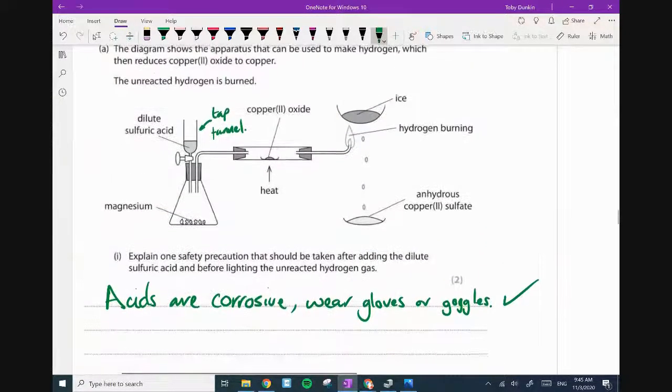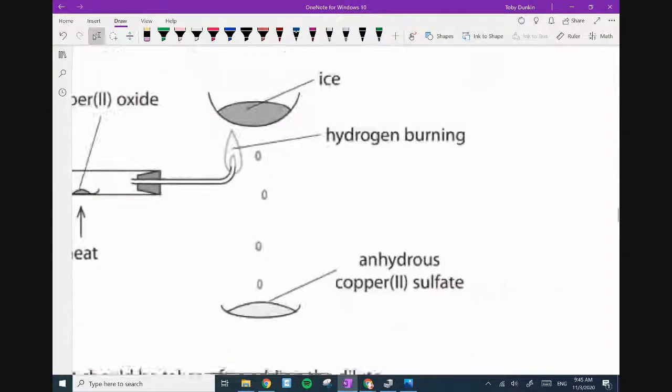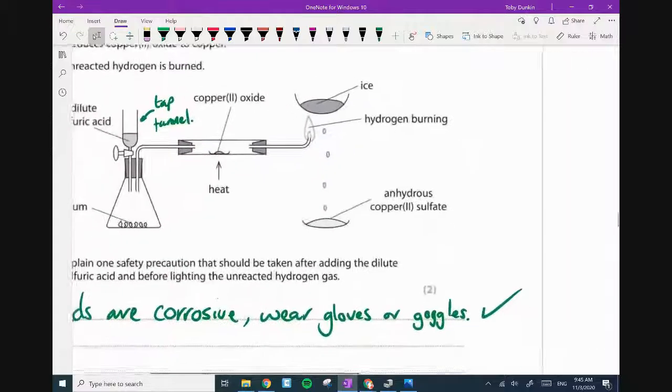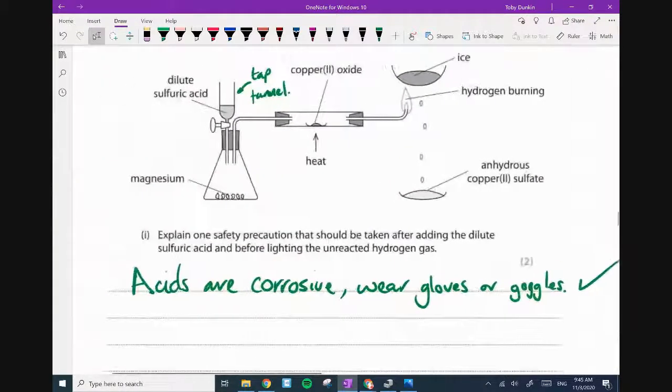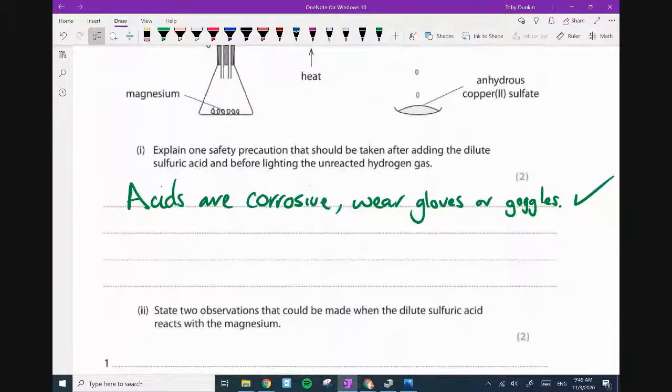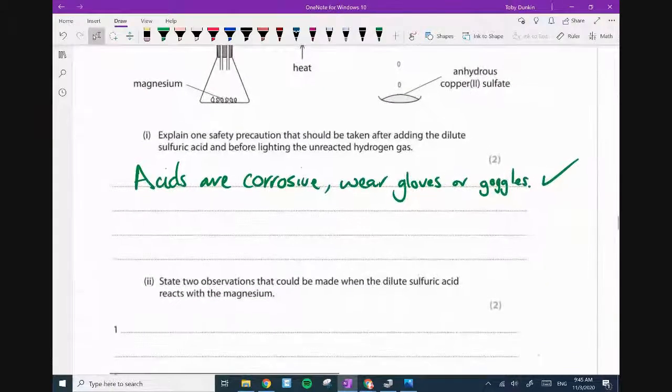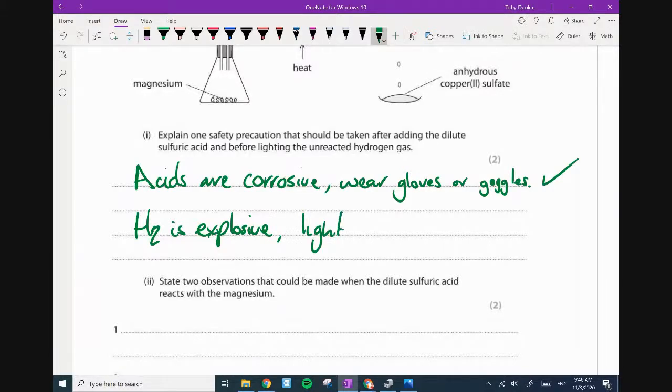Now, lighting the hydrogen on fire. We know that hydrogen is explosive, and before lighting the unreacted hydrogen, we want to make sure that they've, so hydrogen H2 is explosive, so light it in a fume cupboard.